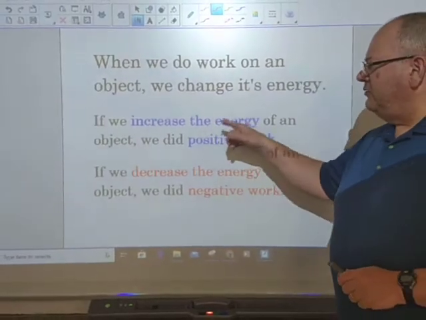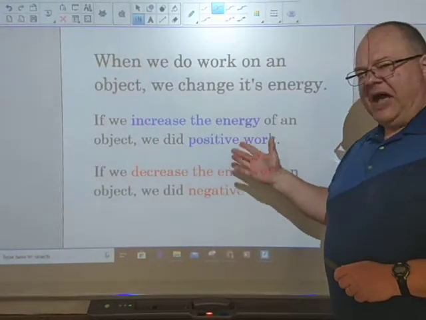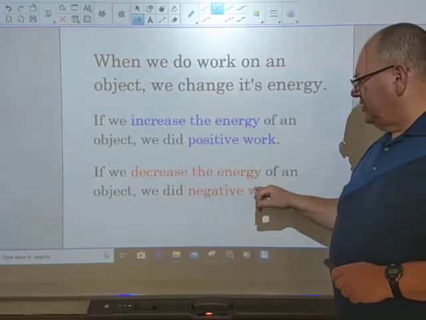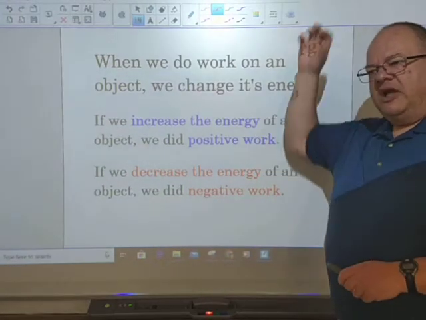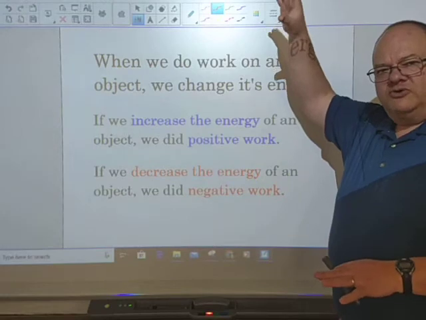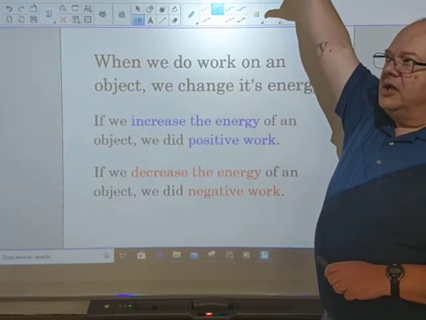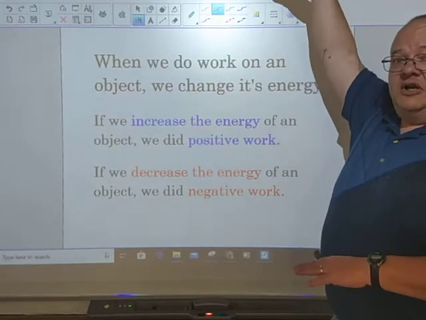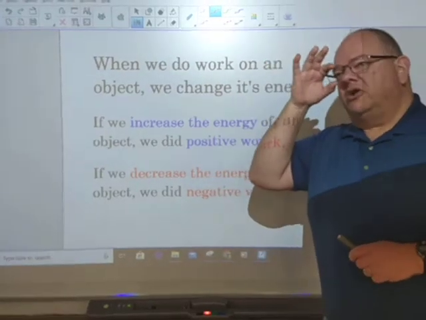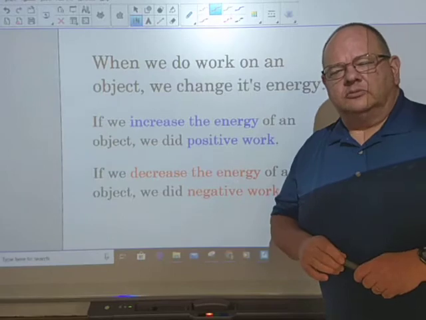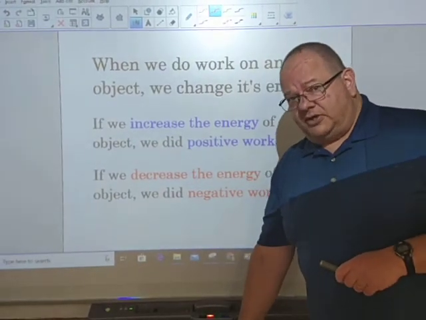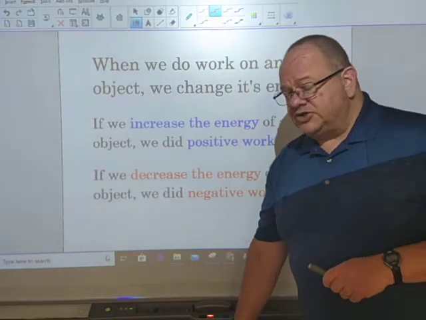So if we increase the energy of an object, we did positive work. If we decrease the energy of an object, we did negative work. So think about that pallet in the warehouse. When it was up on the storage rack, if you lift it up there, you're increasing its energy. How does it have more energy? Think about if it fell on you. It's got a lot of energy when it's up there. When it's on the floor, it can't fall on you so far. It doesn't have as much energy.